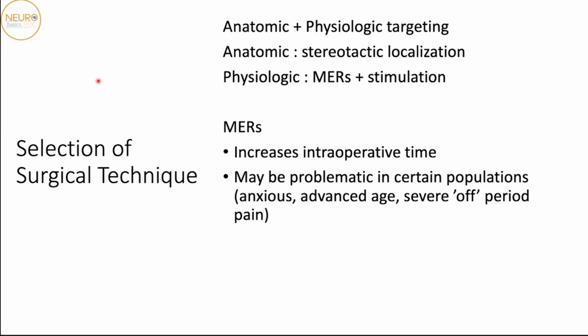Right. So how do we go about performing DBS? It is quite similar to how we perform ablation, as we have already discussed. There is anatomic and physiologic targeting which is done to target these nuclei. Anatomic targeting is with stereotactic localization, which can happen using a stereotactic frame or even frameless these days. Physiologic targeting is with MERs and with stimulation. As we know, MERs will increase intraoperative time, and they can also be problematic in certain populations because the patient needs to be awake. That can cause problems in some anxious patients, patients of advanced age, and patients with severe off-period pain.